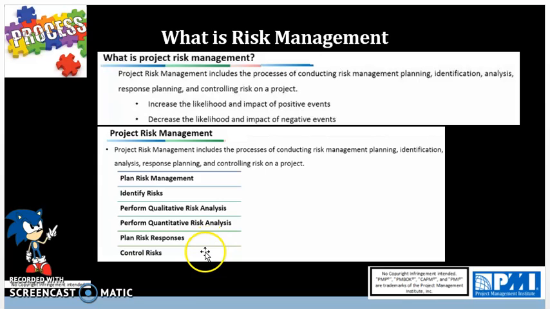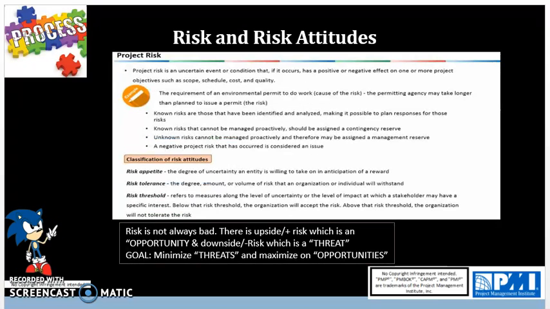So down the road, right now we are planning for risk management. The other pieces in planning include identifying the risks, which we'll talk about next. Then we have perform qualitative risk analysis, perform quantitative risk analysis, plan risk responses, and then after planning is done, we will go into the monitor control process group, and we'll be having control risks in there as well. So that is the whole essence of risk management. Next, we'll be going over the definition of risk and risk attitudes.